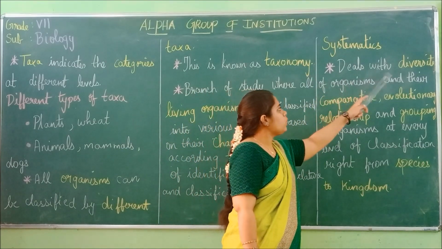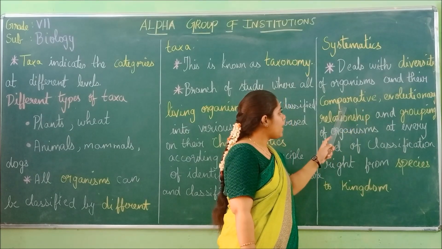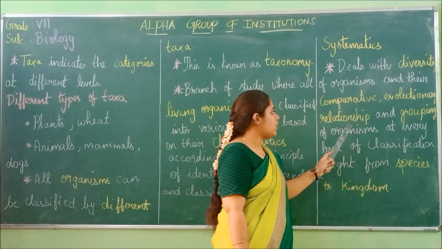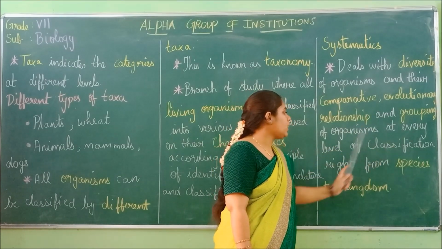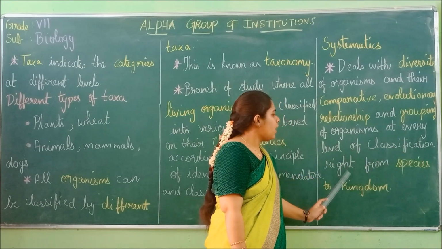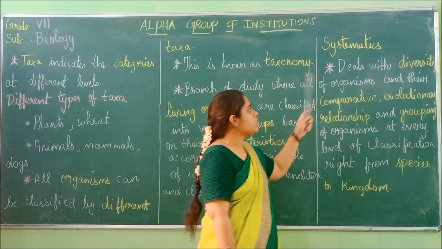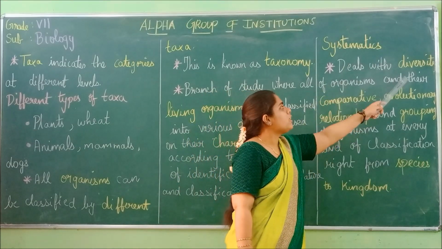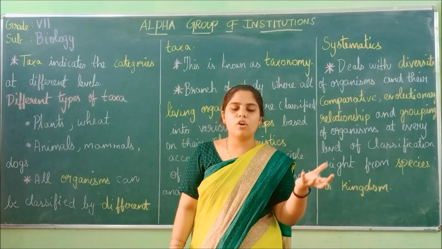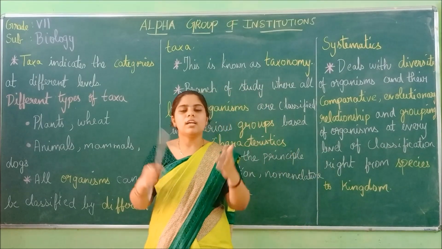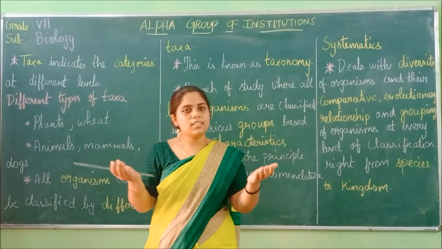Here it deals with diversity of organisms and their comparative evolutionary relationship and grouping of organisms at every level of classification, right from species to kingdom. So what they said is systematics means it deals with diversity of organisms. Diversity means different types of organisms. Diversity is nothing but different organisms in the world. That is called diversity.